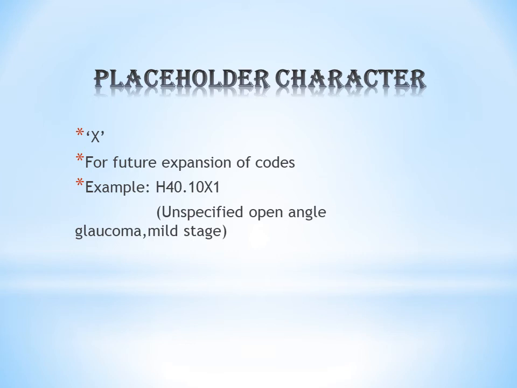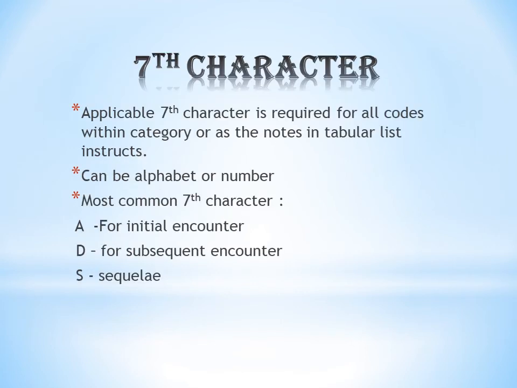So your code will be H40.10 and the seventh character is 1. Now the sixth character is missing there. To replace the missing character, you can use X, the placeholder character. Whenever a code is incomplete, that is, you have a seventh character and your fourth, fifth, and sixth character is missing, you can put X in that place. That is how the placeholder character is applied.